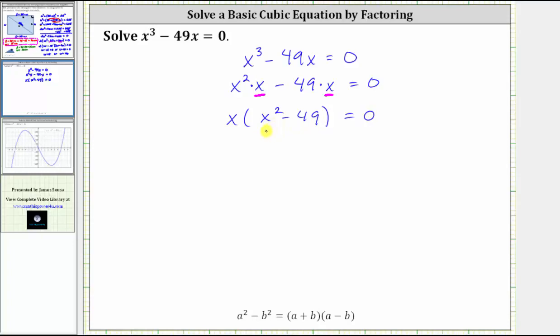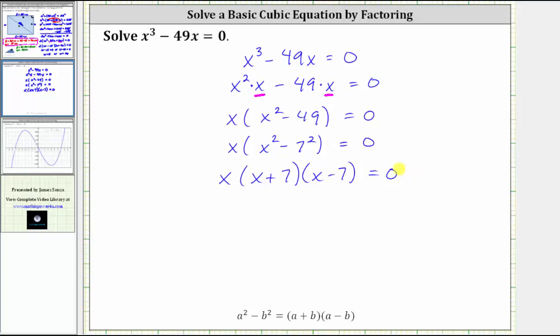We should recognize this as a difference of squares because x squared is a perfect square and so is 49. 49 is equal to 7 squared, or 7 times 7. So again, if it's helpful, we could rewrite this as x times the quantity x squared minus 7 squared equals 0. And for review, here's the formula for factoring a difference of squares. We will have a factor of x plus 7 and a factor of x minus 7. So factoring further, we have x times the quantity x plus 7 times the quantity x minus 7 equals 0.